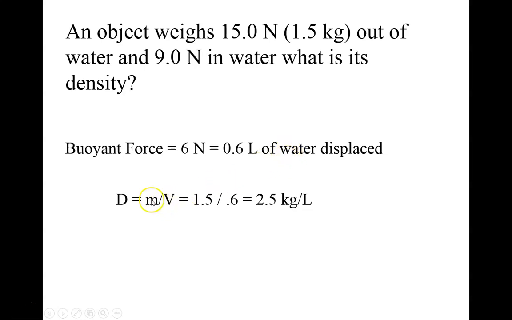And then finally to calculate the density, density is equal to mass divided by volume. So the mass was 1.5 kilograms out of the water, given in here. The volume we calculated from the buoyant force was 0.6 liters. So the density would be 2.5 kilograms per liter. So kind of a cool trick.